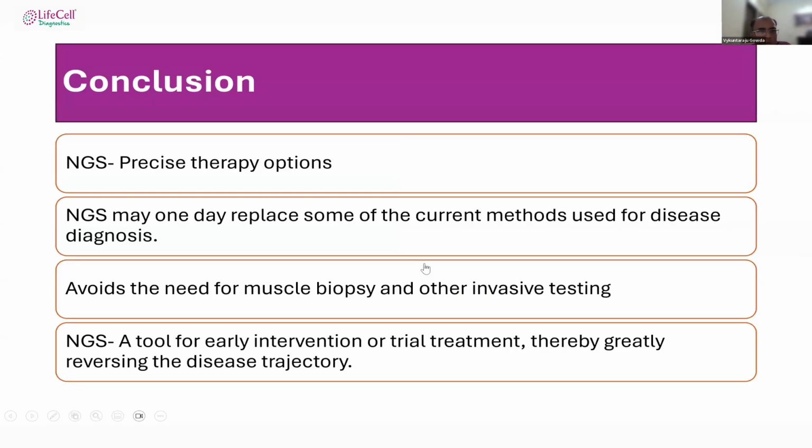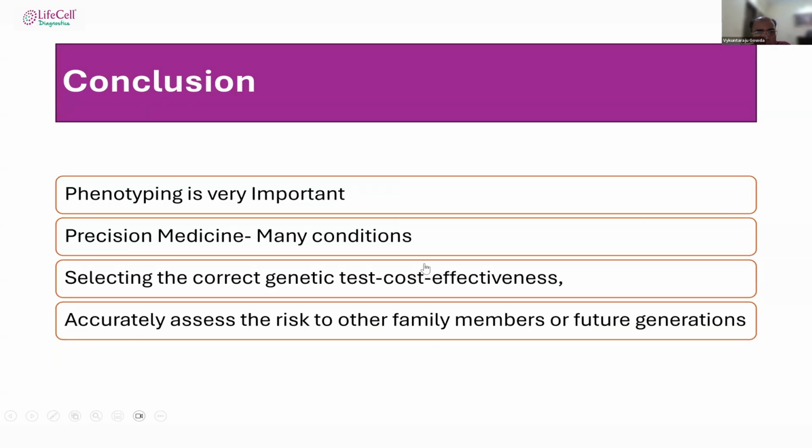So to conclude from the talk, NGS is an important test that is currently available. It has an important role in diagnosis, precise therapy can be selected, and it avoids many of the invasive tests that used to be done earlier. The cost is also helpful, and it is important not only for precision medicine but also for genetic counseling.